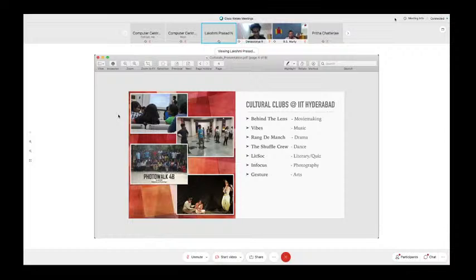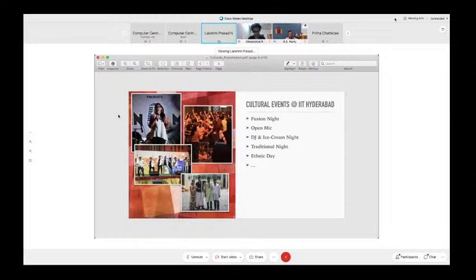For example, Behind the Lens does movie making activities. Vibes does music related activities, and then we have Rante Manch for drama, LitSoc, In Focus, and so on. Similarly, some of the events that they conduct are Fusion Night, Open Mic, DJ and Ice Cream Night, etc. Some of these are going to happen online, but some of the more fun activities like DJ and Ice Cream Night will happen only when you come back to the campus.